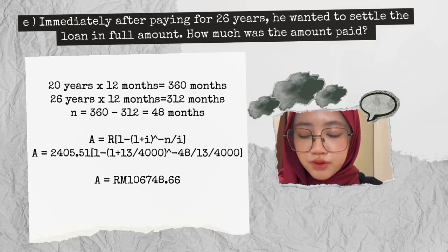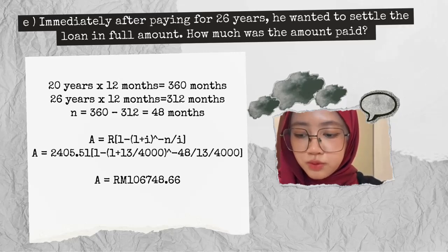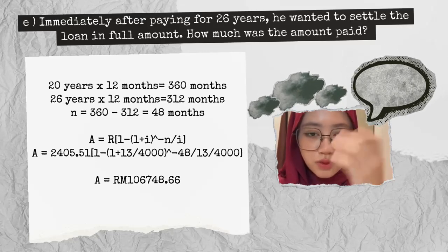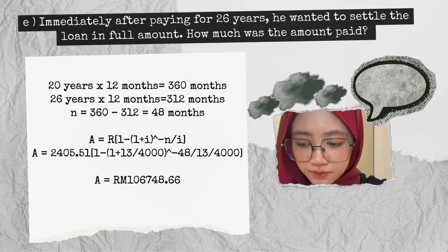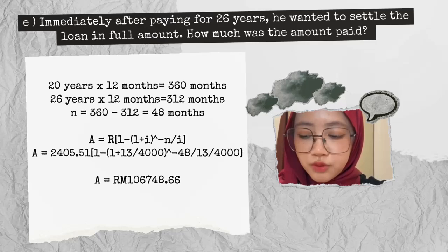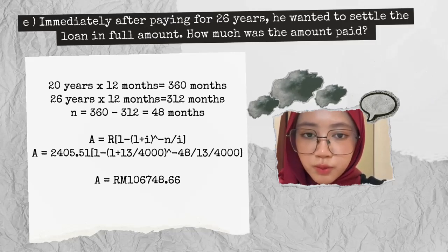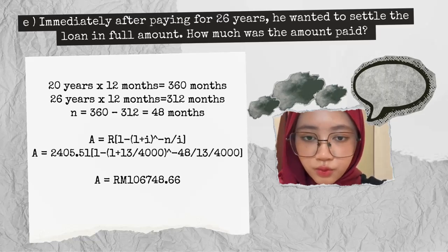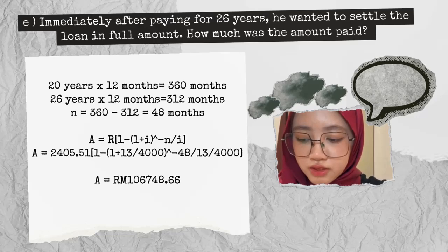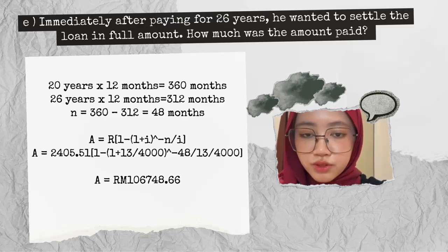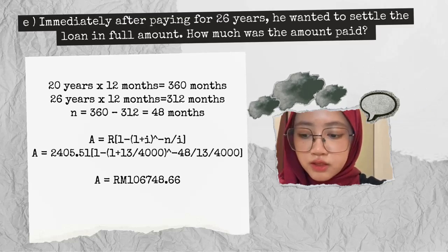Lastly is question E. Immediately after paying for 26 years, he wanted to settle the loan in full. How much was the amount paid? In this question, we need to find the months for the years. 30 years multiplied by 12 gives 360 months. 26 years multiplied by 12 gives 312 months. To find N, we subtract 360 minus 312, which gives 48 months. N is equal to 48.